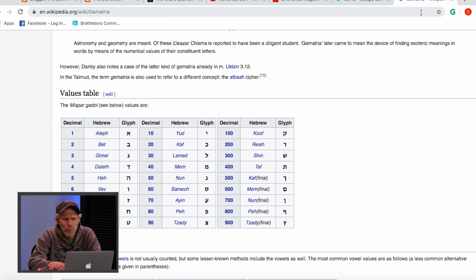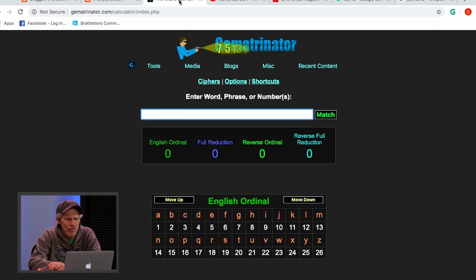So I've been following the work of Zachary K. Hubbard, and somebody set this up for him. This guy named Derek set up a calculator, a Gematrinator calculator. And these are the four base ciphers. And this is the English ordinal, where A is 1, B is 2, C is 3, Z is 26. So the position of the alphabet.